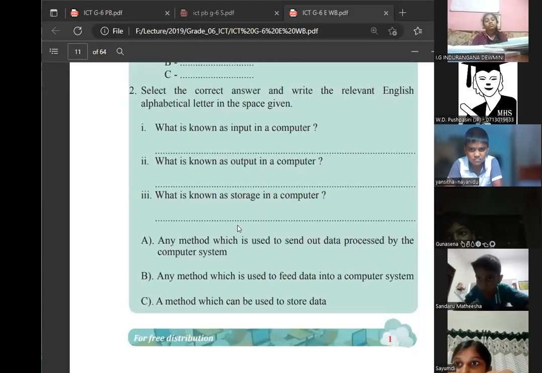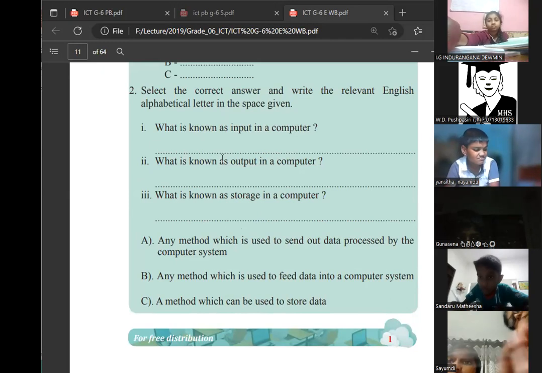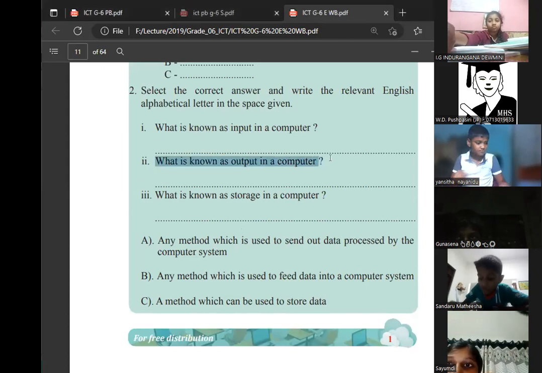Sorry, can you tell again? A method which can be used to store data. No, I'm asking the second question. What is known as output in a computer? For this question, what will be the answer? Any method which is used to feed data into a computer system.